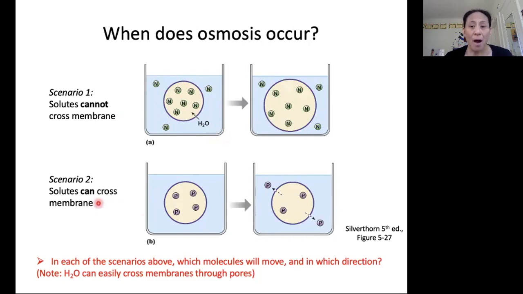In the scenario on the bottom, where we have a solute that is capable of crossing the membrane, that solute is just going to cross the membrane to go down its concentration gradient. So that's what happens here. We have this solute leaving the cell down its concentration gradient, and we don't have osmosis happening, okay? Because after that solute has crossed the membrane, we've evened out the concentrations on either side of the membrane.